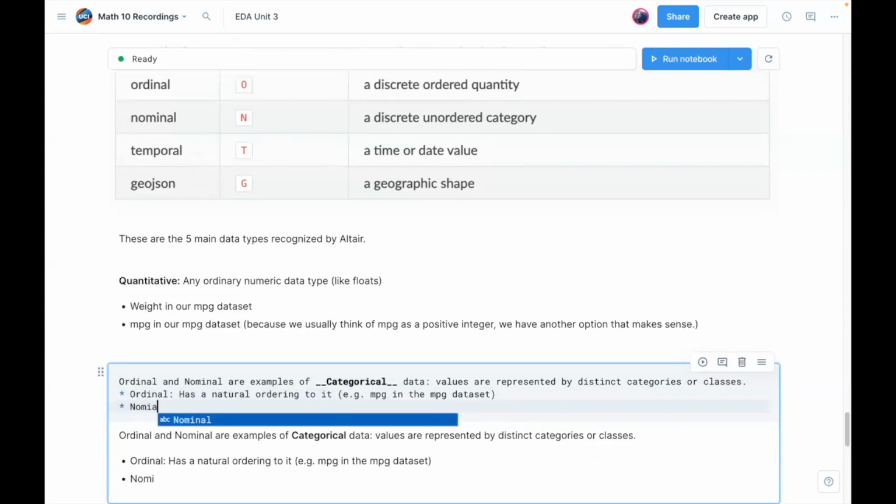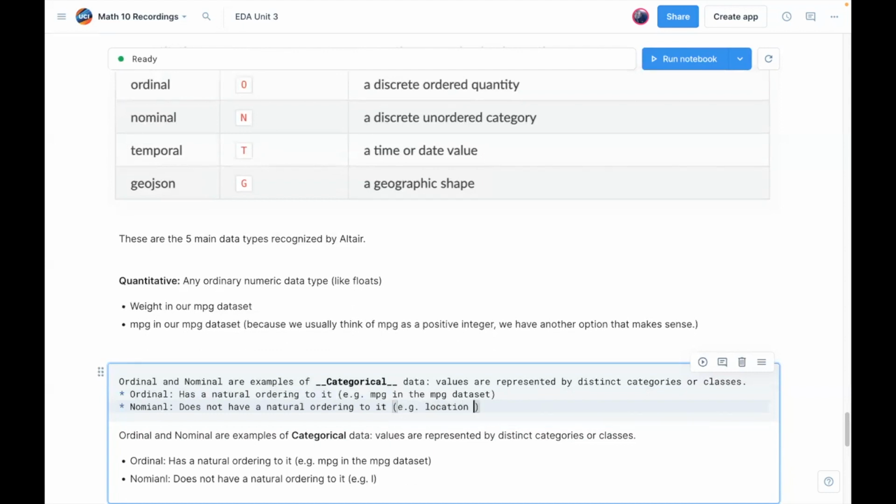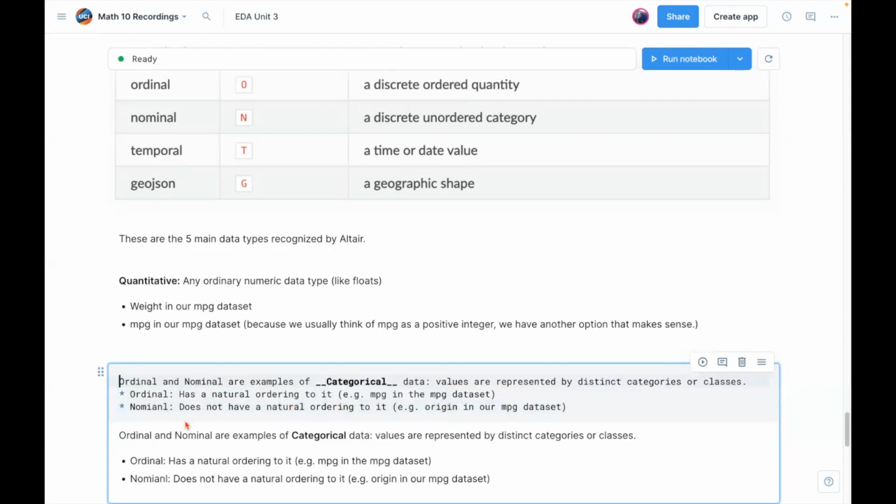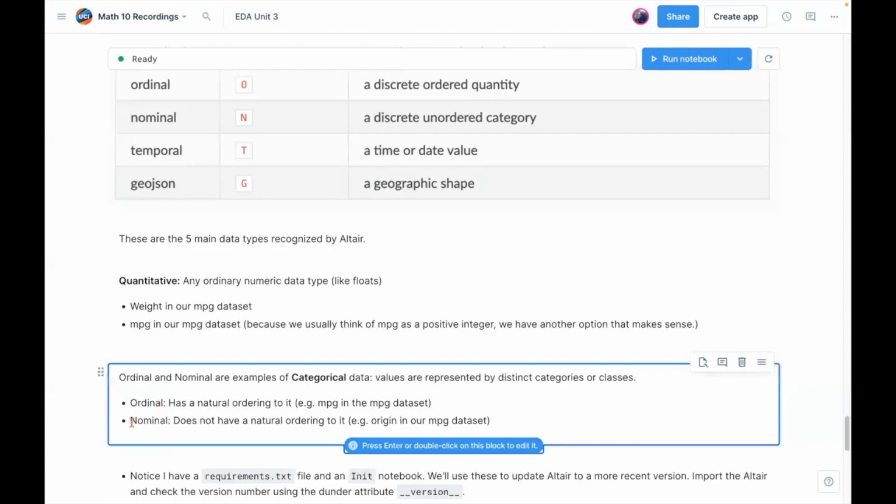Nominal, on the other hand, does not have a natural ordering to it. For example, this would be the origin column in our MPG dataset. Remember we had 3 places of origin: Europe, Japan, and the US. There's no reason for them to appear in any particular order, though I guess you could argue for alphabetical order. Typically when Altair sees string values, it interprets them as nominal.